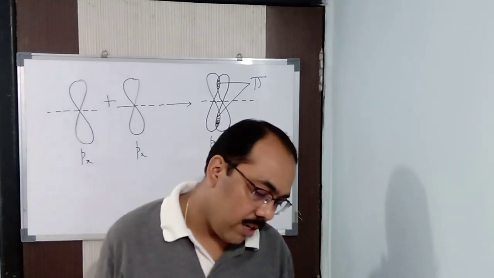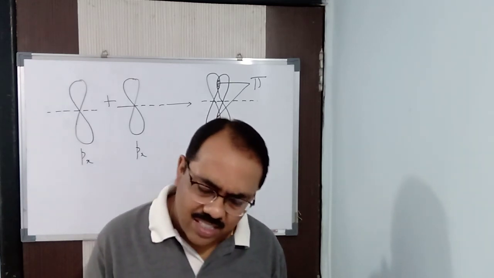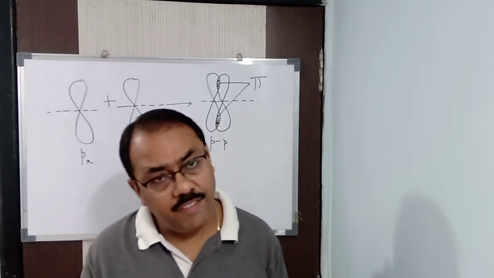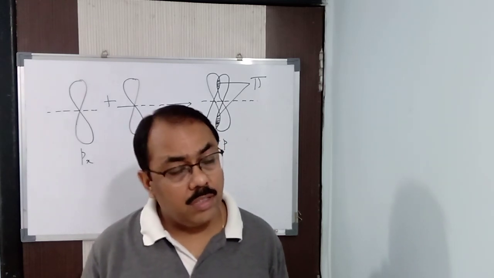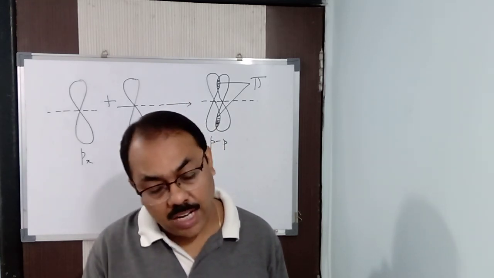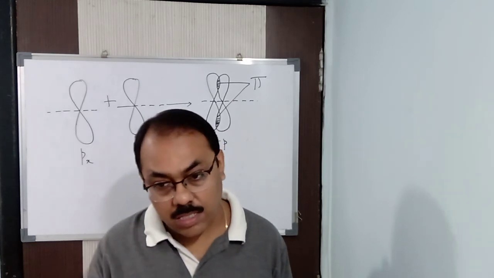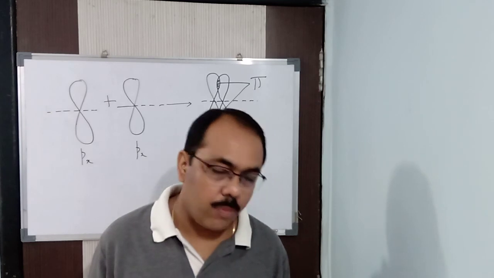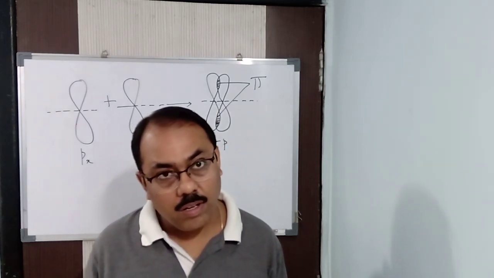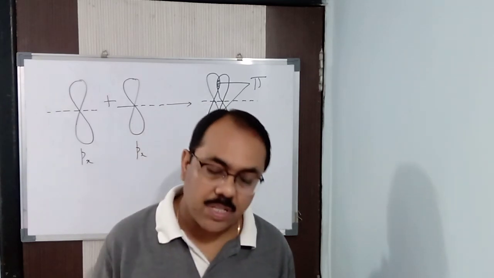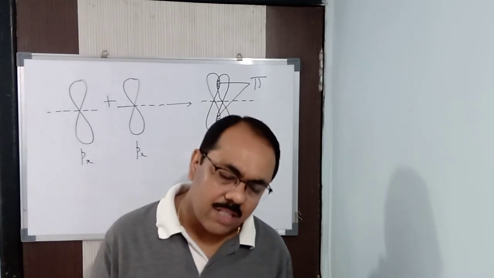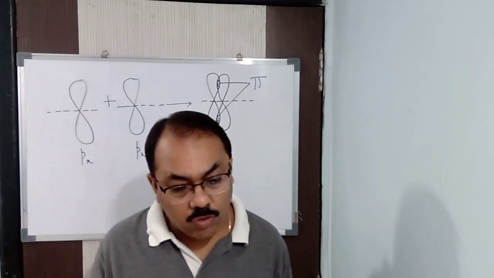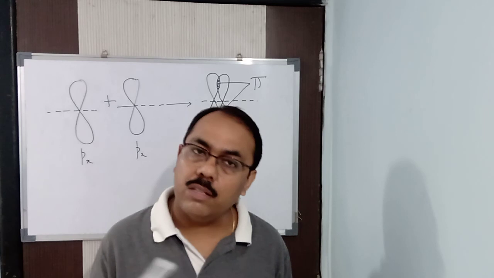Now, when an s subshell participates in bond formation, it always gives rise to a sigma bond. I told you already that the s subshell is spherical, it has no sides. So whenever an s subshell participates in bond formation, it gives rise to a sigma bond. But when a p subshell is there, it may be a sigma or a pi bond. If it is head-on overlapping, sigma. If it is lateral overlapping, it is a pi bond.